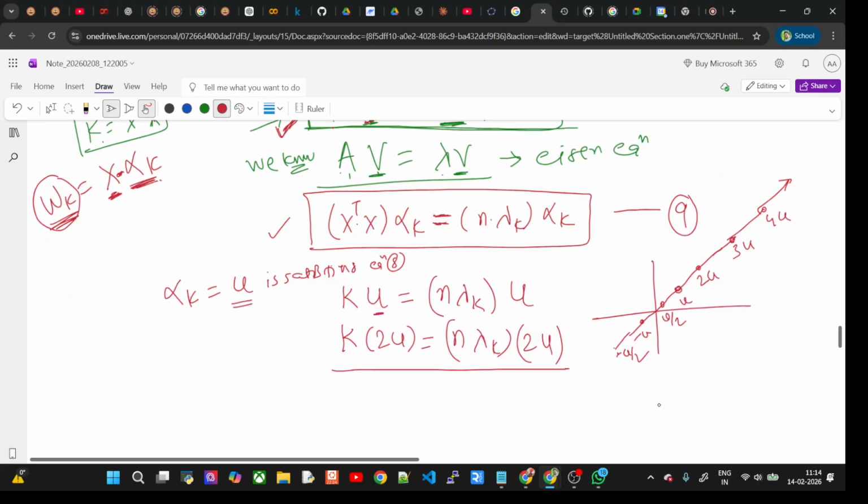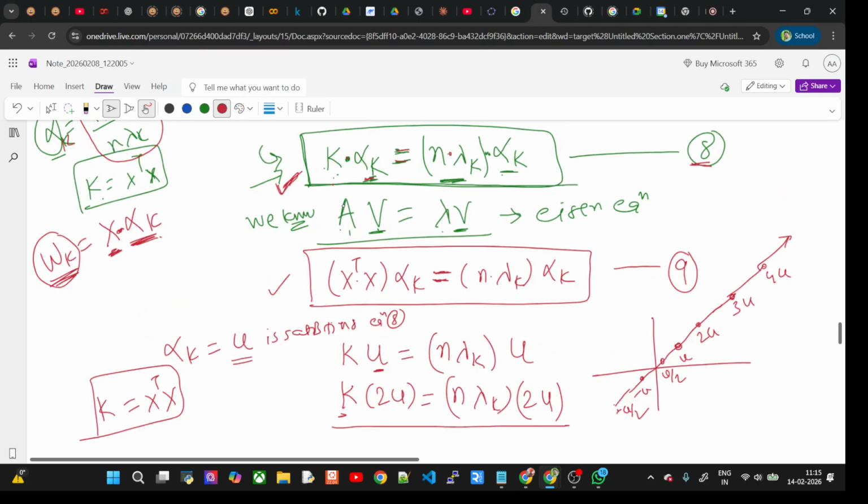But we don't want something like that. Here K is x transpose into x, this value. So if you put this value, these are the same equation we have, equation number 8, you can see this equation, okay.